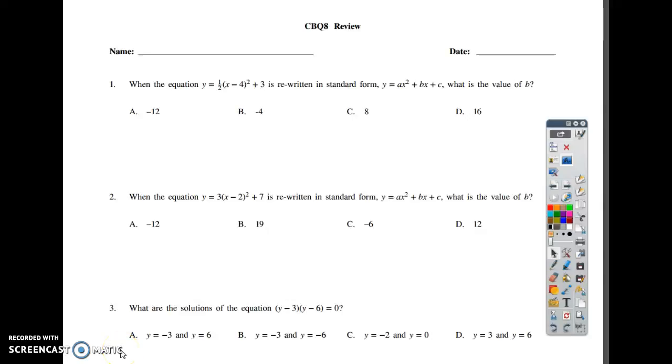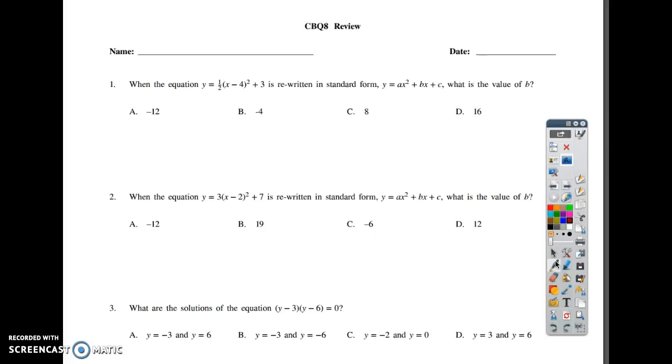Okay, so this is going to be your CBQ8 review, because remember we have a test tomorrow. The problems that you're going to have on the test tomorrow are just like these problems. So I'm going to give you some hints on how to do them, and then you do them. If you have a question on any of these problems tomorrow, ask me that question right before the test.